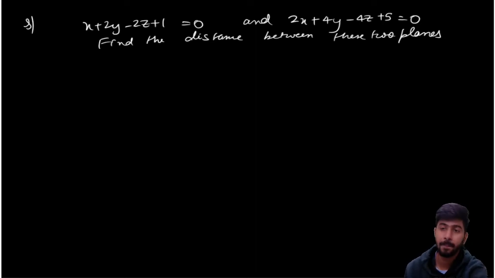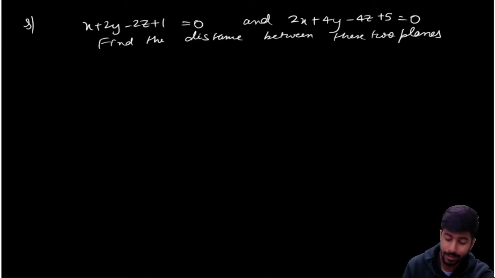Are they parallel? The drs of the normal to this plane are 1, 2 and minus 2. The drs of the normal to this plane are 2, 4 and minus 4. They seem to be different, right? So you would say that the planes are not parallel, they will intersect. And then I can't talk about the distance, but no.